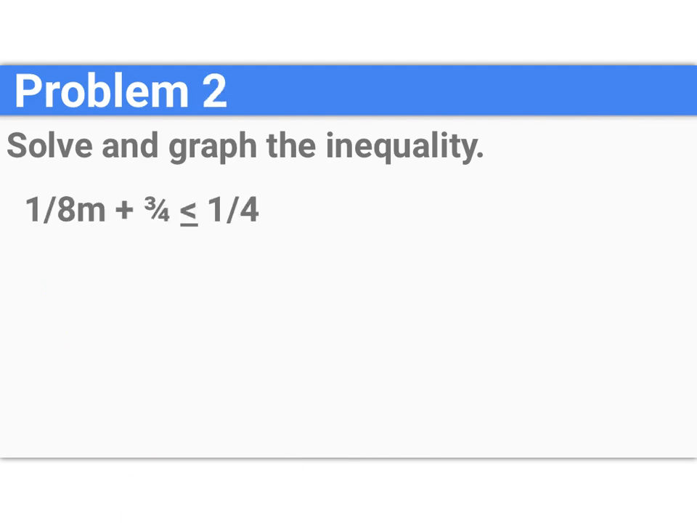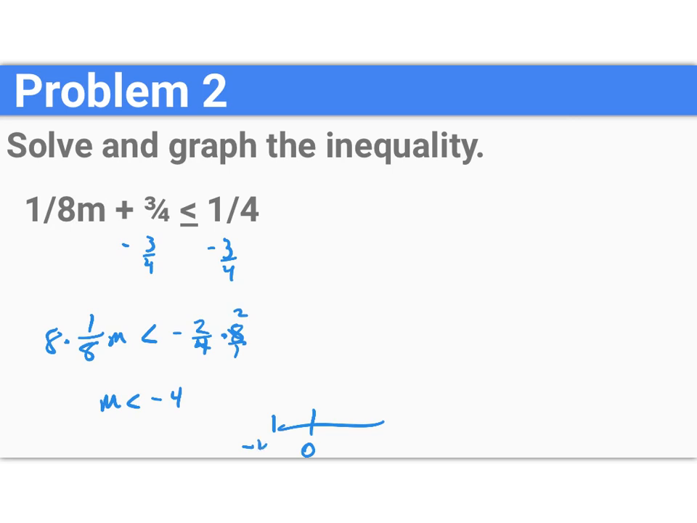And so our next example, we're going to subtract 3/4 from both sides. So you got 1/8 m is less than 1/4 minus 3/4, which is negative 2/4. Multiply everything by 8. And m is less than negative 4. And when we go to graph that, you got 0, negative 4. All numbers smaller than negative 4 solve that inequality.